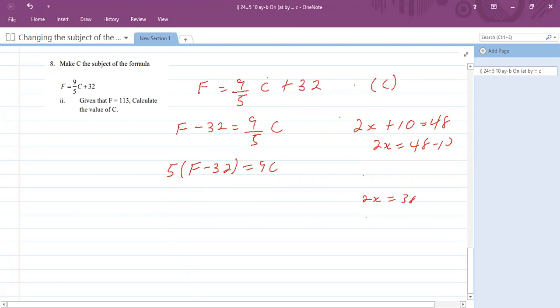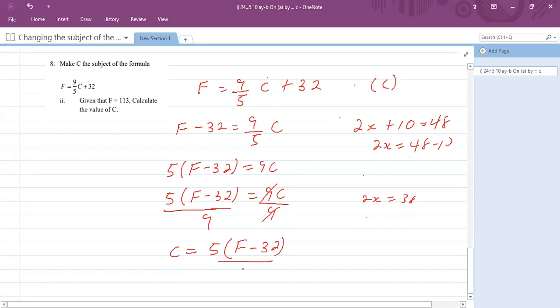So when we reach here, we get to the 5. The 5 is divided, so it goes and multiplies. Then we get to the 9. Now the 9 is multiplying, so it will divide, right? So we get 5 bracket F minus 32 is equal to 9C. Then we divide here by 9 and divide all this by 9. So this 9 cancels this 9 here. So C is equal to 5, open bracket, F minus 32 over 9.